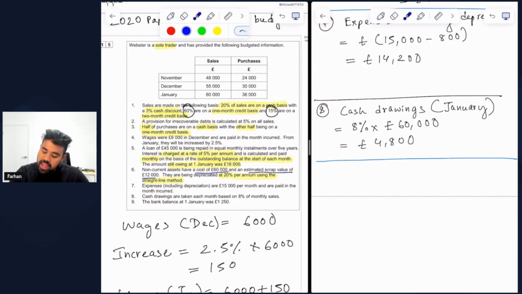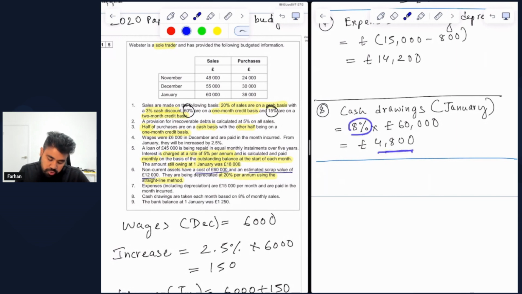And if you want to find the cash drawings for January, you just simply take the sales that we're given for January, which is £60,000, as you will see in the table, and then multiply 8% on that, and you should get £4,800 as the cash drawings that we have made in January.